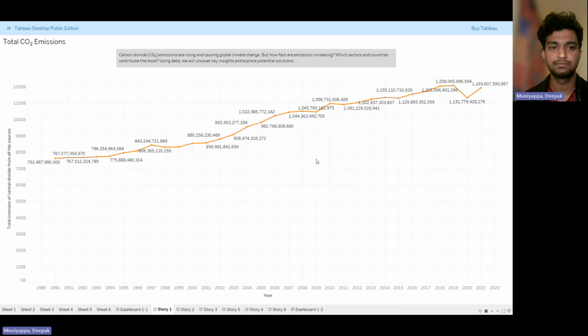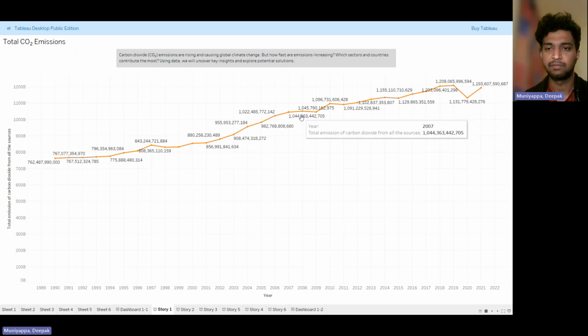So yeah, let's start by looking at the bigger picture. How have the global carbon emissions changed over time? This is what I have captured in our first visualization, which tracks total carbon emissions from fossil fuels over the years. What we see here is a clear and steady increase.